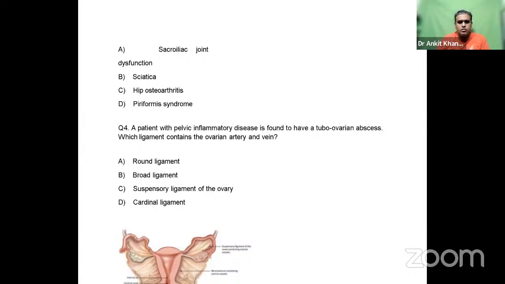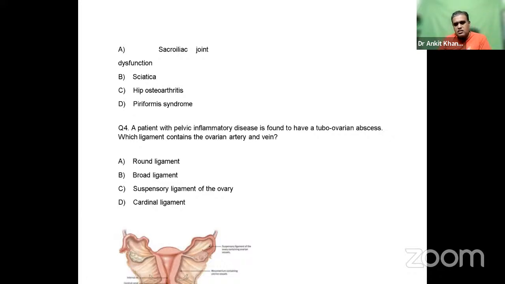Let us see one more last question of the day. A patient with a pelvic inflammatory disease, known as PID, is found to have a tubo-ovarian abscess. That is, abscess is a collection of pus. Tube means fallopian tube and ovary. Collectively over there, you have a patient having PID. Which ligament contains the ovarian artery and vein? It is a simple question.